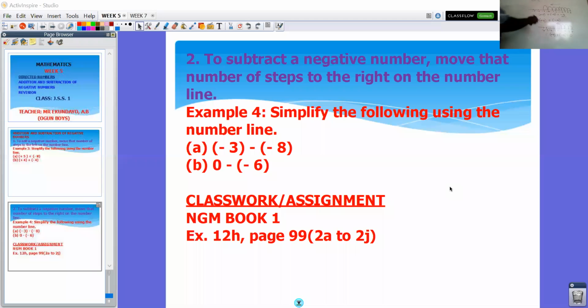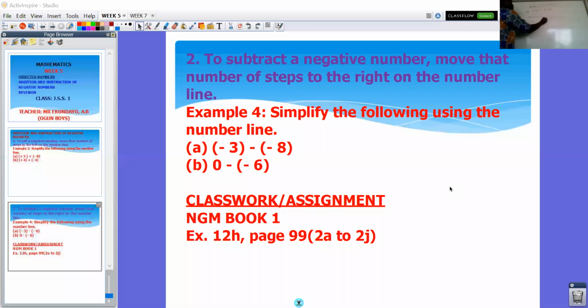Okay, let's look at the board, please. I'm solving the second one now. That's example 4. Question A. It says minus 3 minus 8. So we also move to the right on the number line.